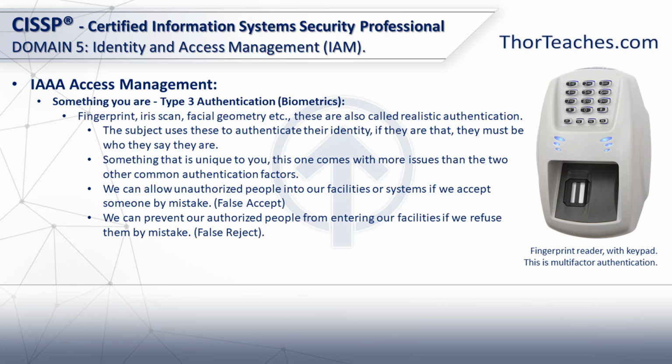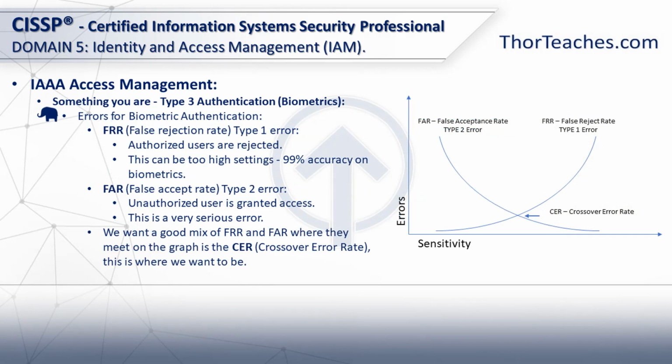And what we really do not want with biometrics is false accepts. We allow unauthorized people into our facility or our systems if we accept them by mistake. We can also prevent our authorized employees from entering the facilities or the system if we refuse them by mistake. That's a false reject. And those are the common errors on biometrics. The false reject rate can also be called a type 1 error. Our authorized employees are not allowed access.